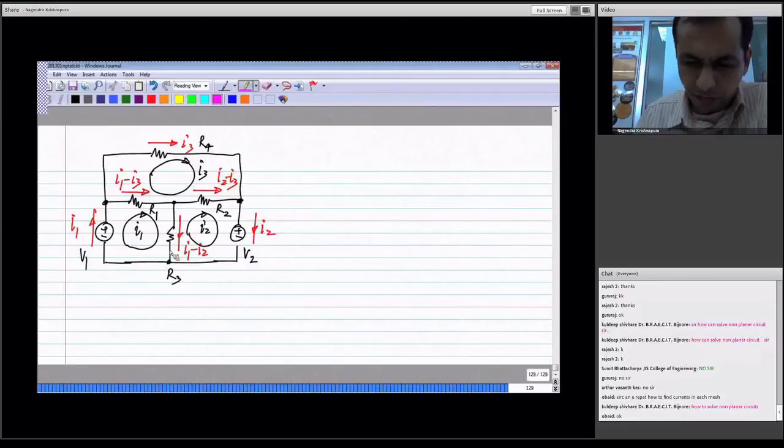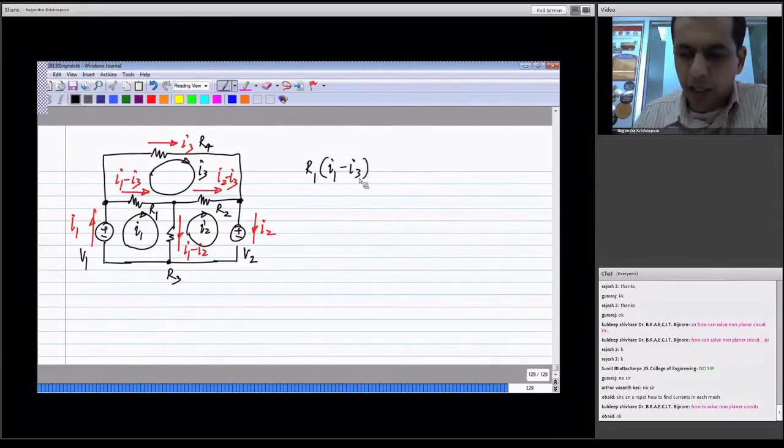And the voltage drop across R1 is R1 times the current in R1, which is I1 minus I3, plus R3 times the current in R3, which is I1 minus I2. And that's all. That's all the resistors we have. And we have an independent voltage source.